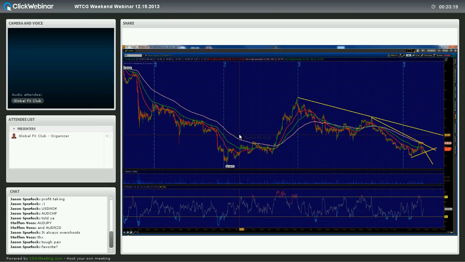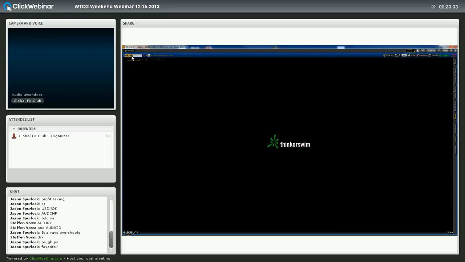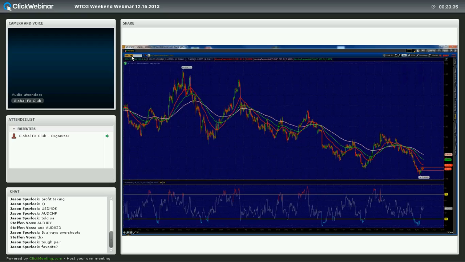Favorite? I think it actually is probably, that's a tough one. From right here, I don't even know. Dollar Swiss, I like Dollar Swiss, but it's tough to buy this one. To the upside, it's a little bit tricky because it is such a pretty strong downtrend. I think dollar yen might be my favorite, and I don't have a trade on it right now.